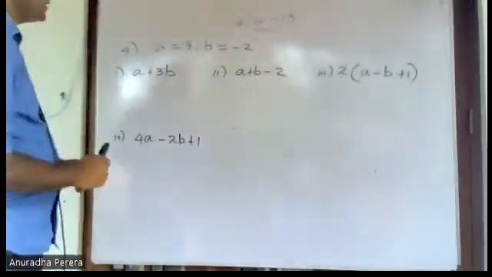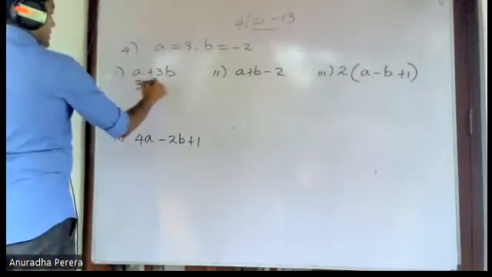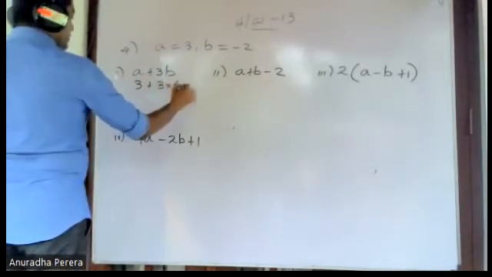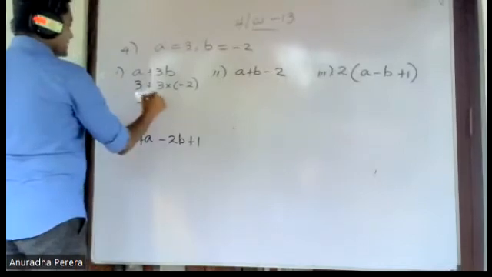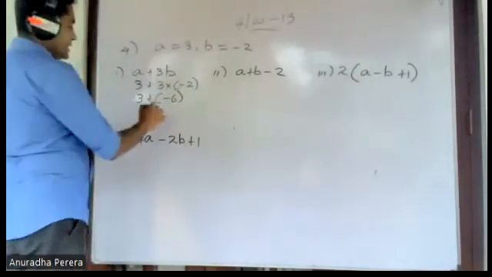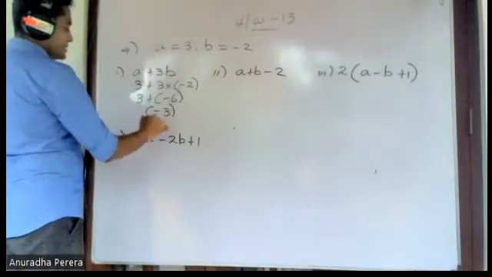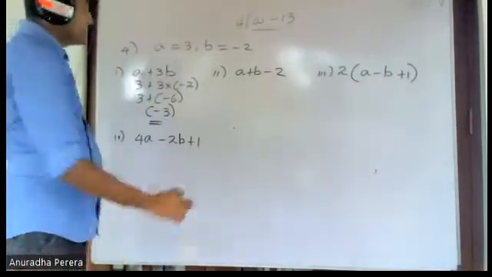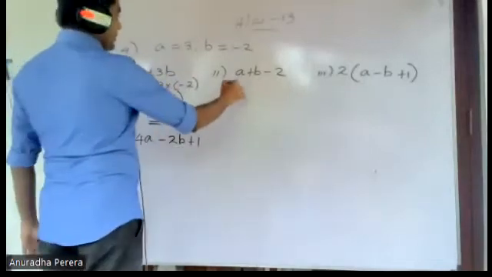Substitute, right? A is 3. 3 times -2, 3 plus -6. Two values with different signs. The answer is -3. Have you got the answer -3? Yes, sir.